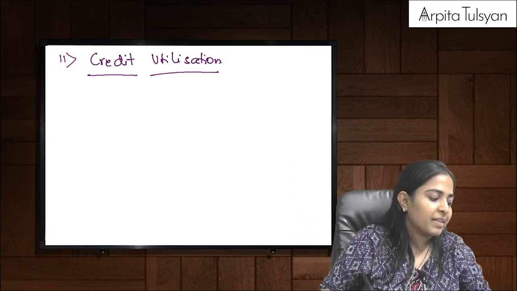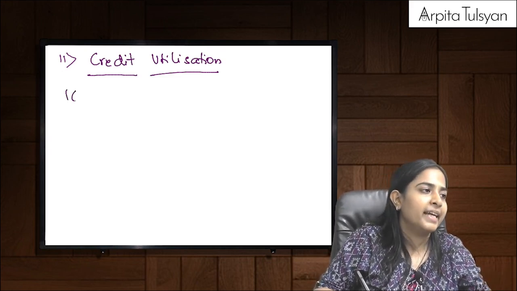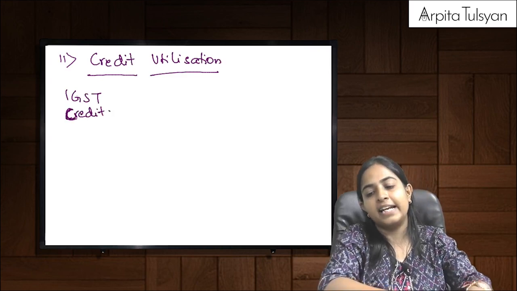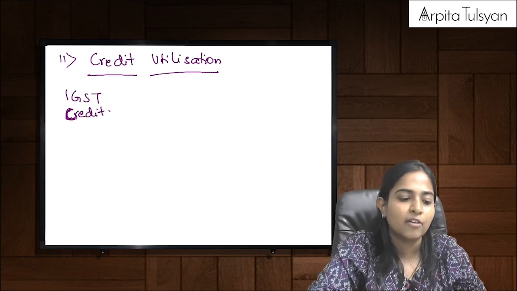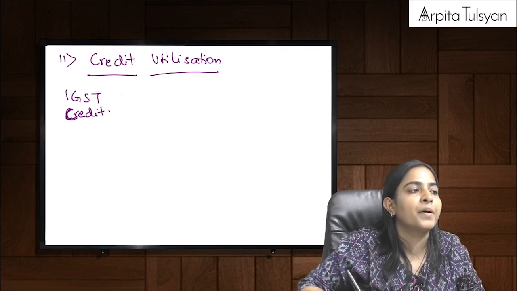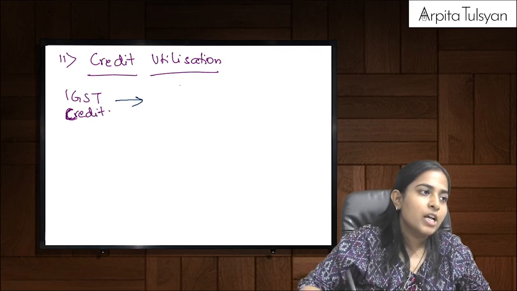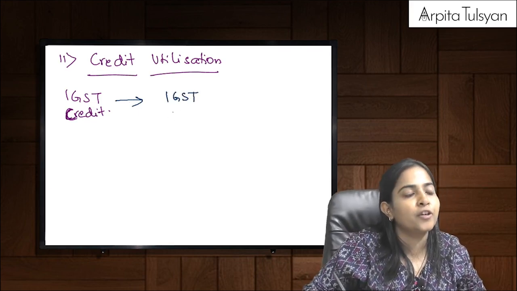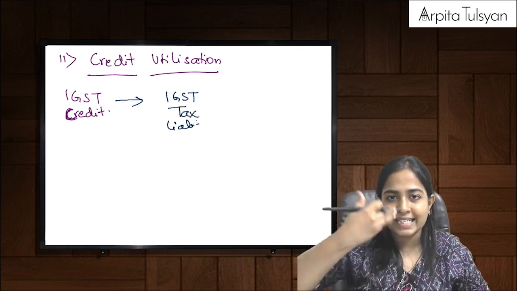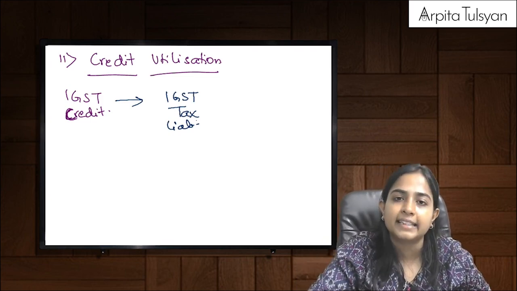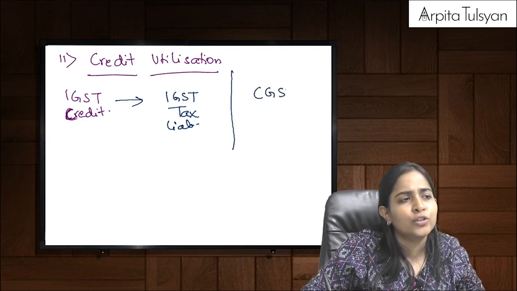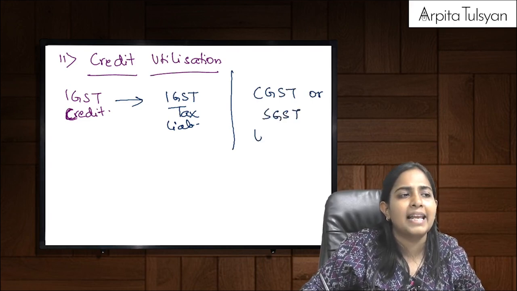Now they say that if suppose there is an IGST credit left with me, means I have paid tax in the form of IGST, so I have got the IGST credit. For what purpose can I use this IGST credit? So this IGST credit has to be first used for IGST tax liability. Means if any IGST is payable, first use the IGST credit. Okay. If you still have the balance, then it can be used for CGST or SGST liability.